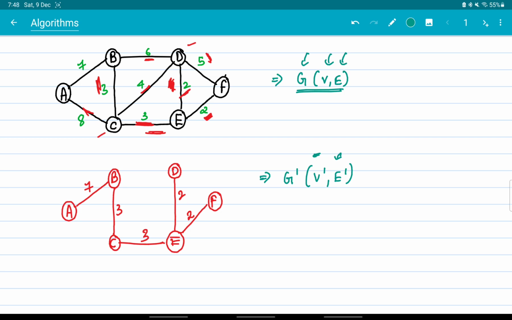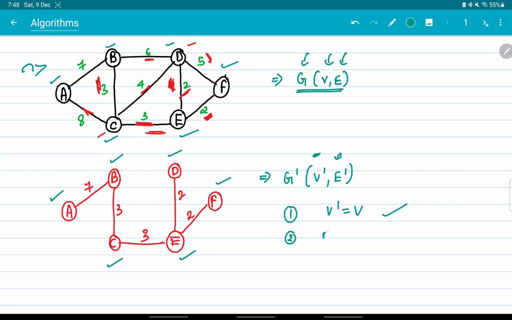Now the first rule is that V' will be equal to V. That is, the number of vertices of your graph will be equal to the number of vertices present in your minimum spanning tree. Now here if you count the number of vertices, we have 1, 2, 3, 4, 5 and 6. 6 are present. What about your minimum spanning tree? You have 1, 2, 3, 4, 5 and 6. That is, you can see that the vertices of your main graph and your minimum spanning tree are the same. So the first rule has been verified.